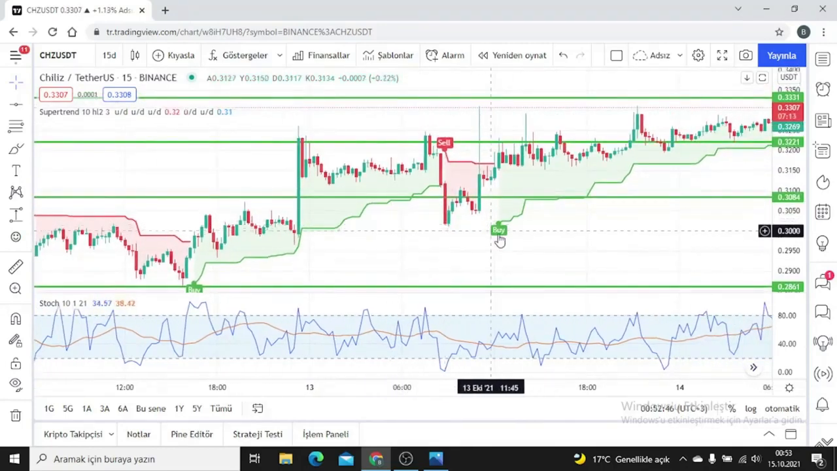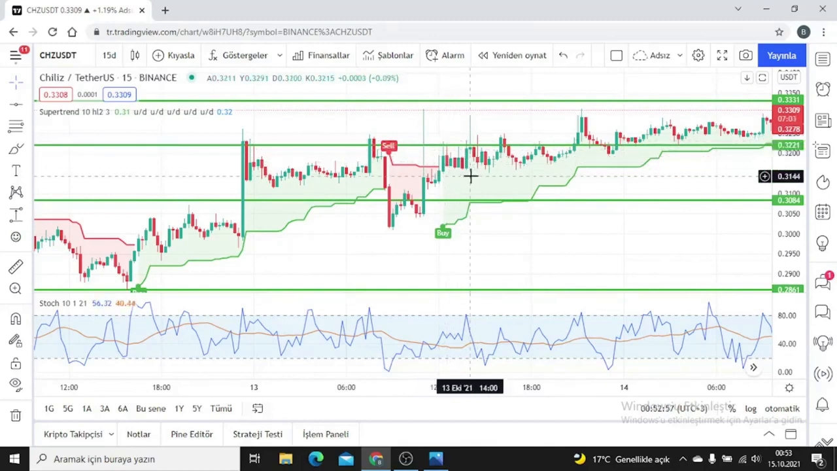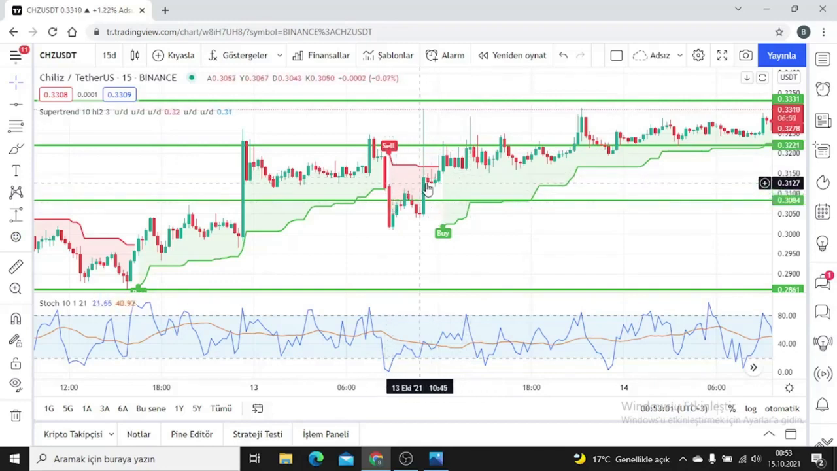As you can see, it is working as a resistance, breaking the resistance. We are waiting for the confirmation candle. You know, some of us get in the process, some of you don't. Because here it works both as support and resistance.